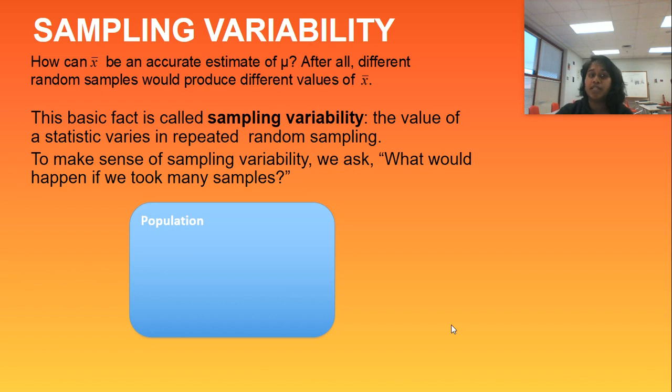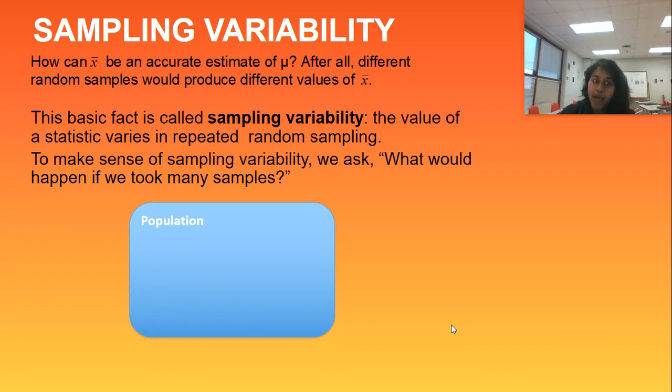After all, different random samples would produce different values of x bar. So what they're saying is, how can I take a sample, look at its mean, and make an inference back to the population, when every sample can be produced differently? Well, this is called sampling variability. This is an important question to ask yourself.